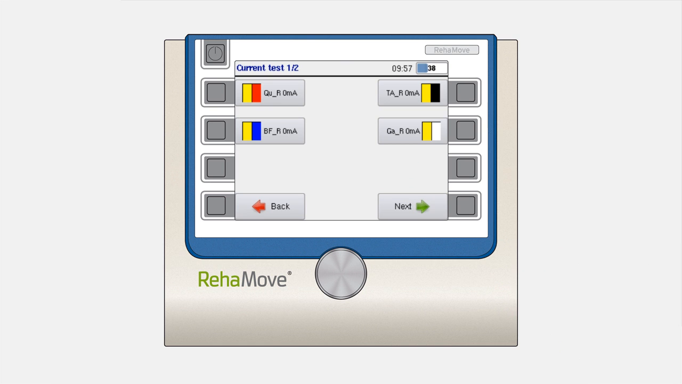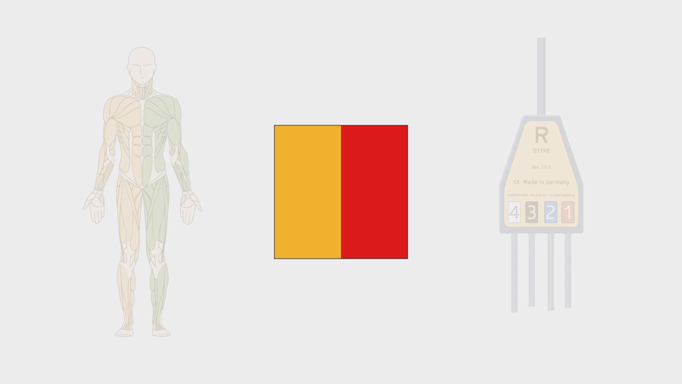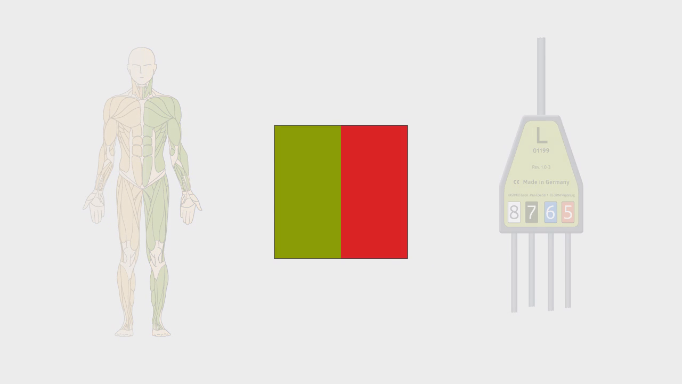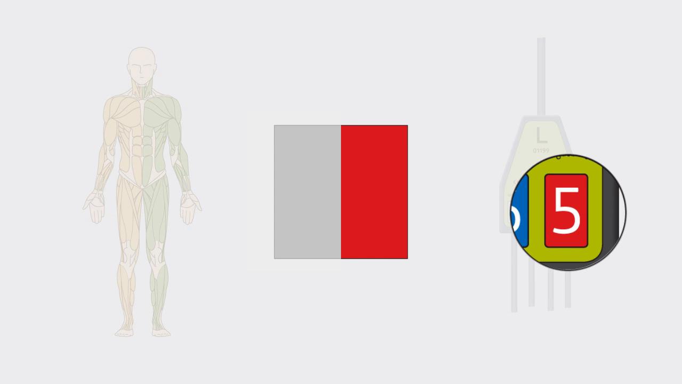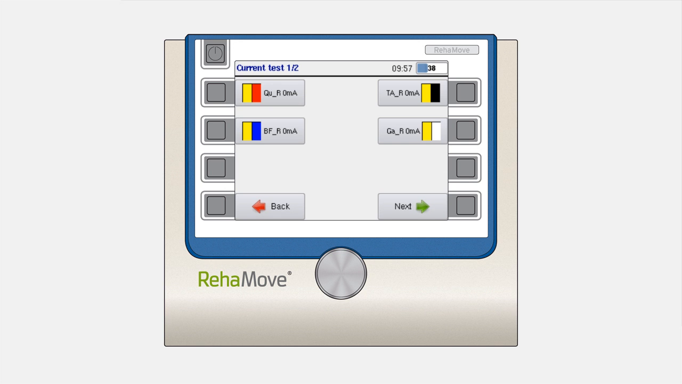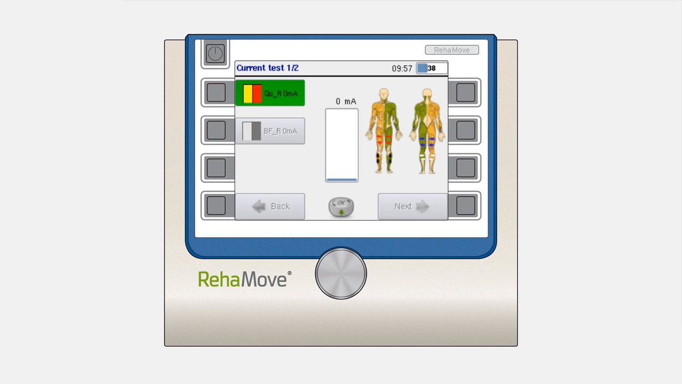Depending on your channel configuration, the next window will show your selected channels and corresponding colour-coded muscles. The first colour stands for the side of the body. Yellow is right and green is left. The other colour stands for the cable connector and thus your selected muscle. Start the current test for each channel by pressing the corresponding button next to the channel.